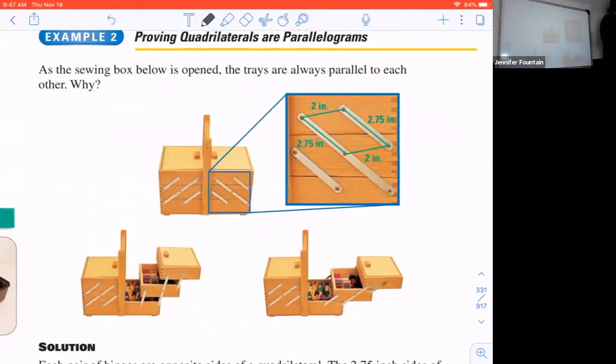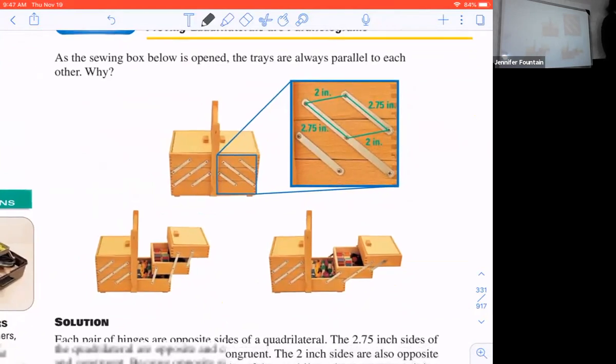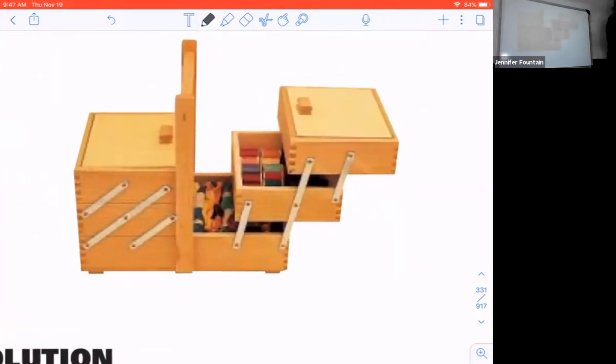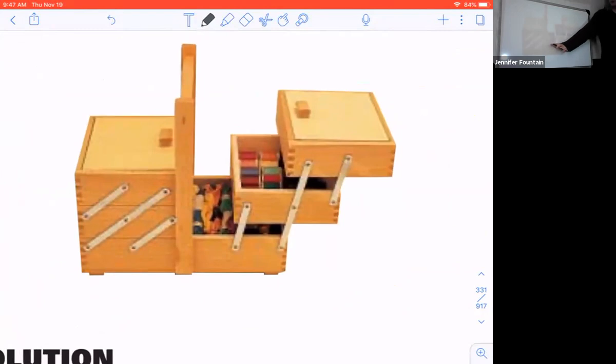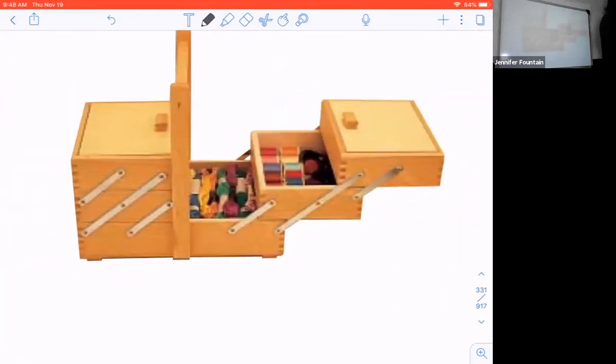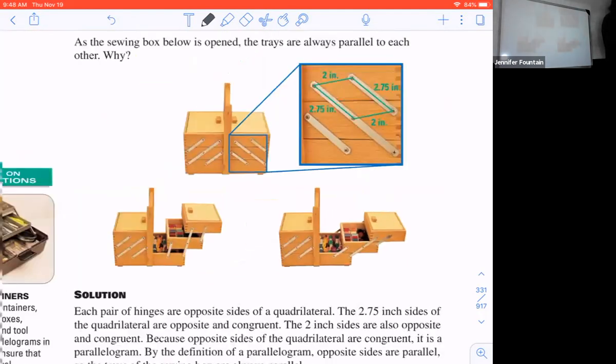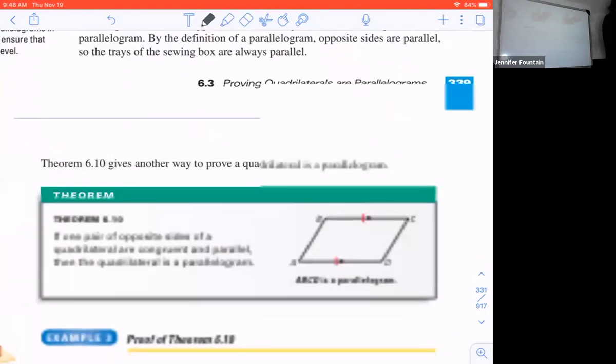All right, it says, as the sewing box below is opened, trays are always parallel to each other. So you can see when it's closed, and then you can see as it's opening, all of my sides are always going to be parallel. So I've got parallel sides here, these sides are parallel, these sides are parallel. As the box opens, they never intersect each other. It will always stay gliding out in the same slope, so they never overlap. Therefore, it will open all the way. And that's all we're going to say about that.